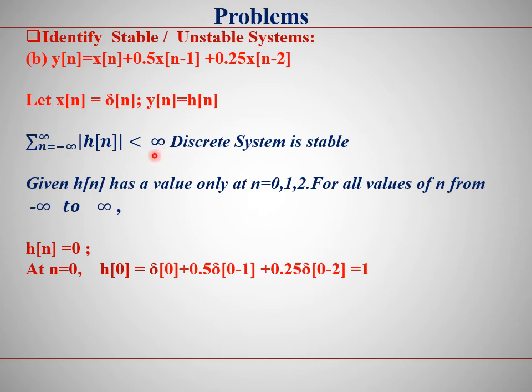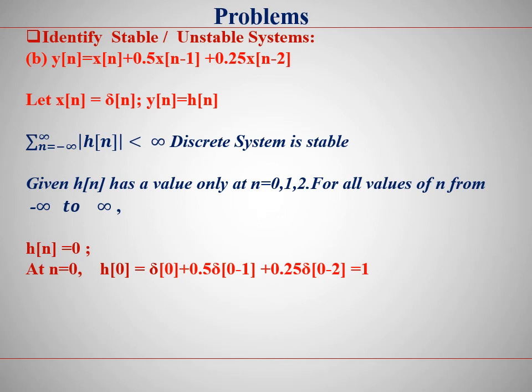At n equal to 0, we need to substitute it. So y of n becomes h of 0, which is equal to x of n becoming delta of 0 plus 0.5 x of n minus 1, which would be delta 0 minus 1, plus 0.25 delta 0 minus 2. Here this would be delta 0, this would be delta minus 1, this would be delta minus 2. These two get cancelled because delta, as we know, is defined only at 0, hence h of 0 would be 1.